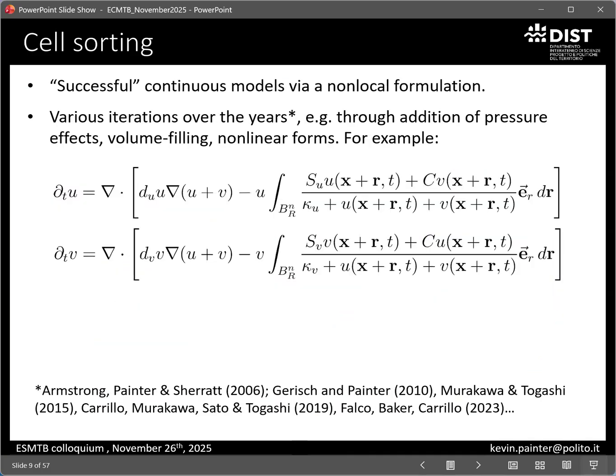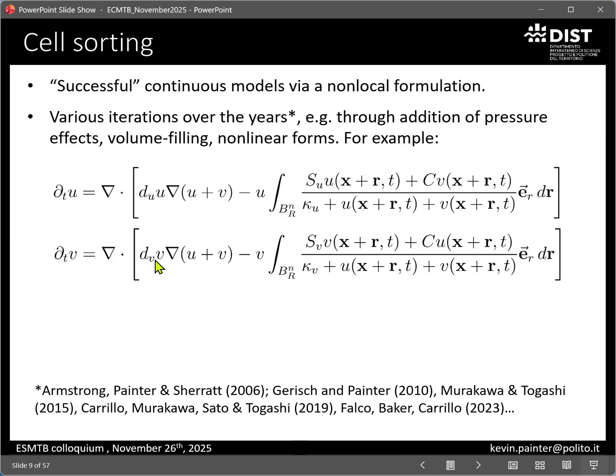So that's our testing bed to look at the effectiveness of these non-local models. Probably one of the more successful types of continuous model to describe this cell sorting behavior is this non-local formulation. This was actually a problem that I, together with Jonathan Sherratt and Nicola Armstrong, first worked on about 20 years ago. It's been looked at by various people over the years, particularly Jose Carrillo and Murakawa, who have all come up with various models to describe this process.